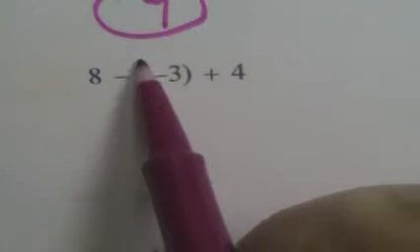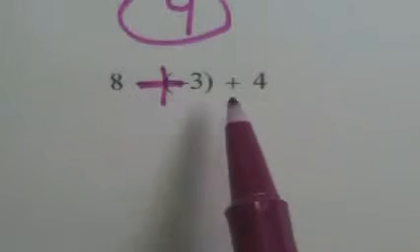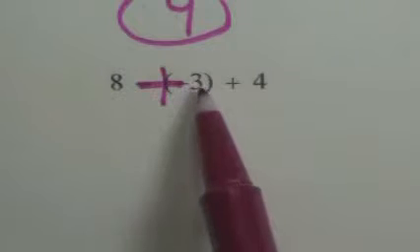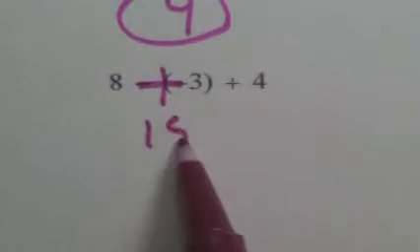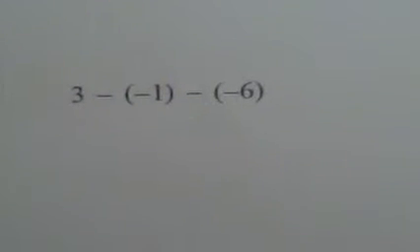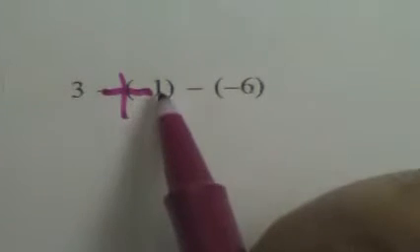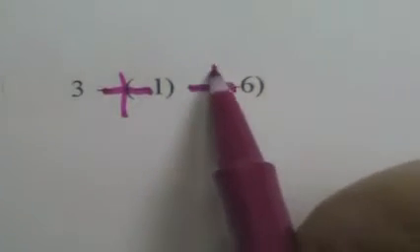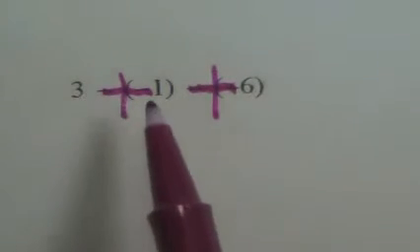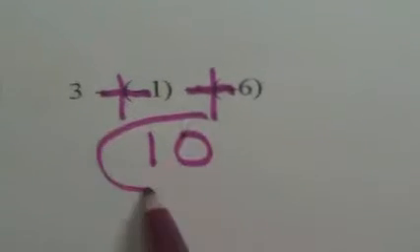Next one, I have a double negative, so I'll make that a big plus. And if you look, that's a positive, that's a positive, and that's a positive. They're all positives, so I'll just add them up. So let's see, 8 and 3 is 11. 11 and 4 is 15. Positive 15. Oh, we have a double negative here. That's now a positive 1, not -1. And a double negative here. That's now a positive 6. Notice now they're all positive. Positive 3, positive 1, positive 6. That's 4 and 6 is 10. Positive 10.